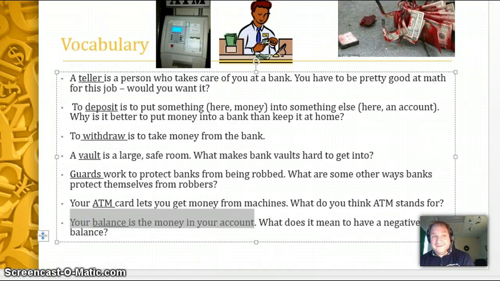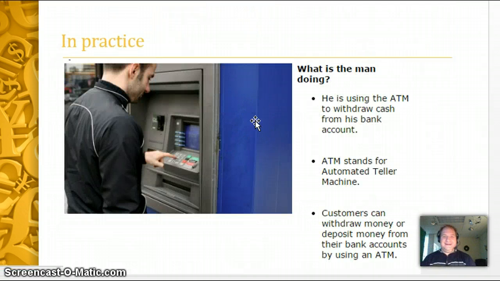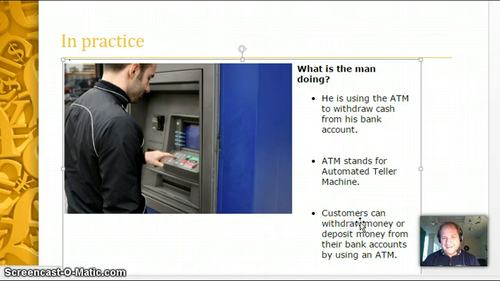Your balance. What if it's negative? What if you owe money? What happens? It's not good. So what's this guy doing? He's withdrawing. ATM. You can withdraw. Oh, there we go. There's a good use of it.